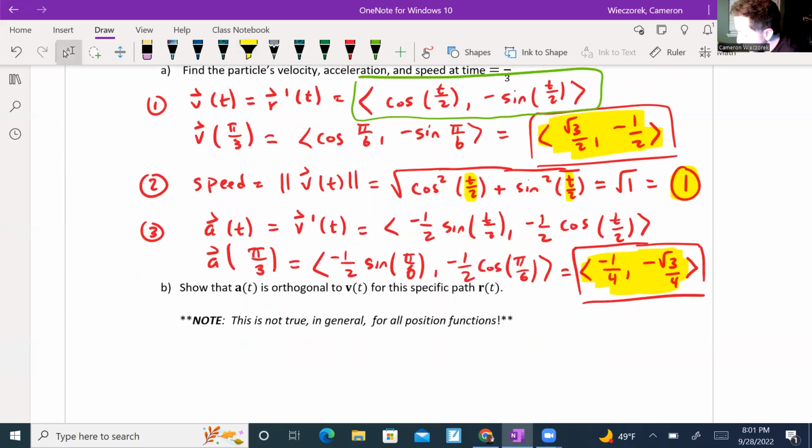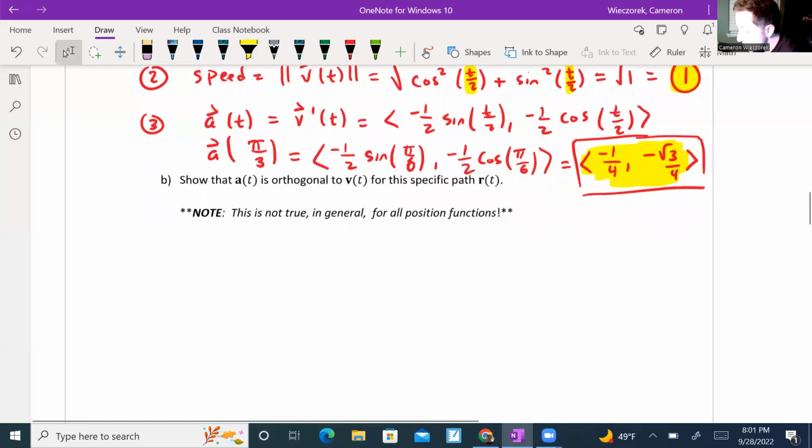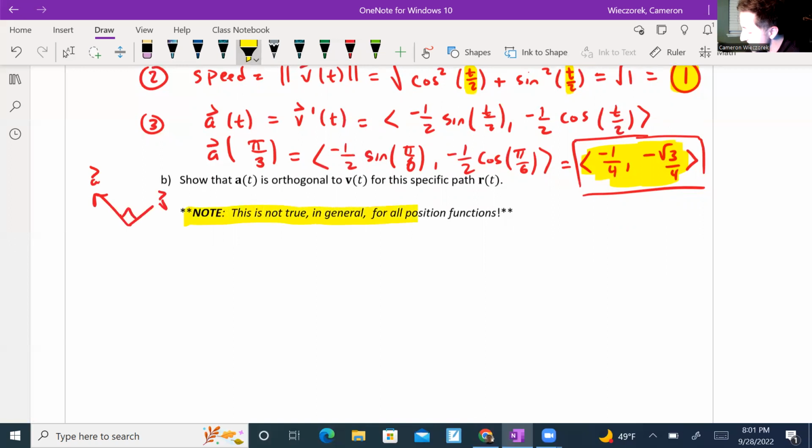Okay, part B, we want to show that a of t, the acceleration vector, is orthogonal to v of t. In other words, the acceleration vector and the velocity vector are perpendicular. They form a right angle with each other. One thing I want to say about this is that it is not always true in general for every single position function.